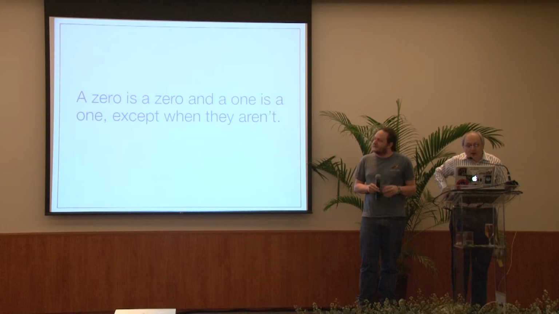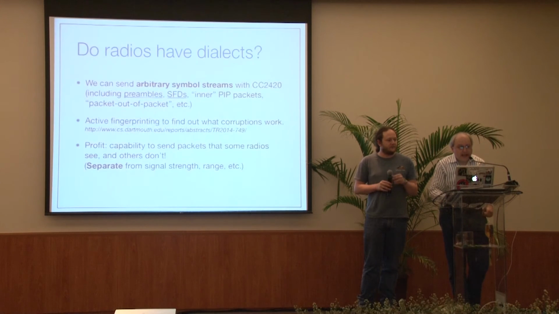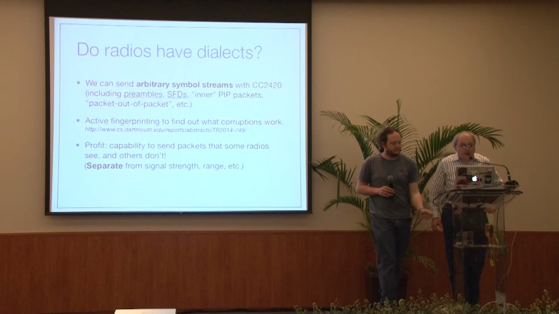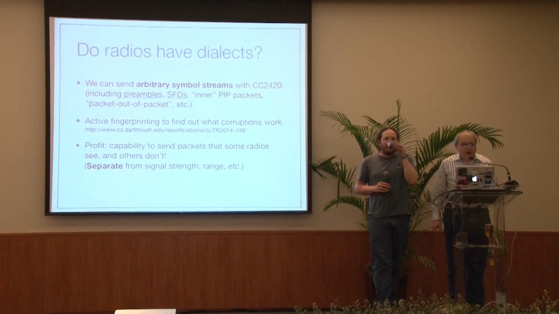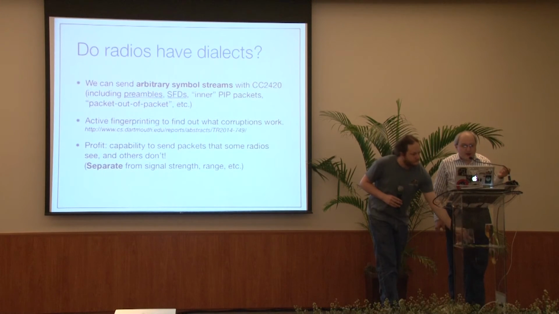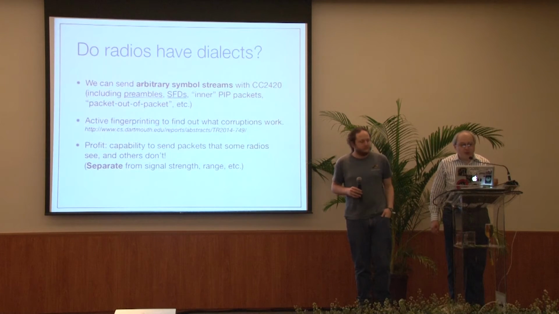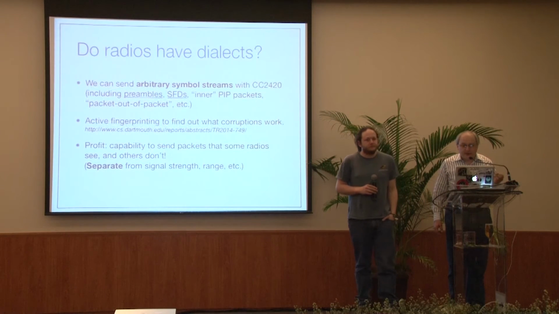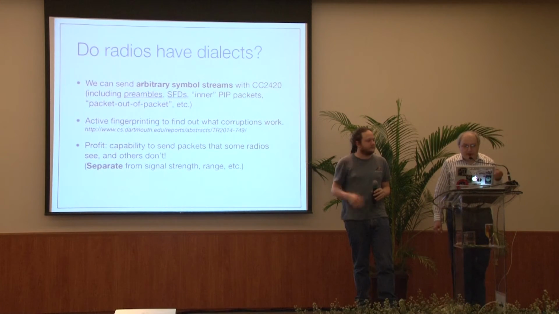Anyway, so PHY harbors many surprises. And a 0 is a 0, and a 1 is a 1, except when they aren't. So, now that we can vary our transmissions along all those lines, you ask yourself a question. Do radios have dialects? And we already saw that with the variable preamble, but now we have the machine for exploring that question. And that machine is the AAP mode.